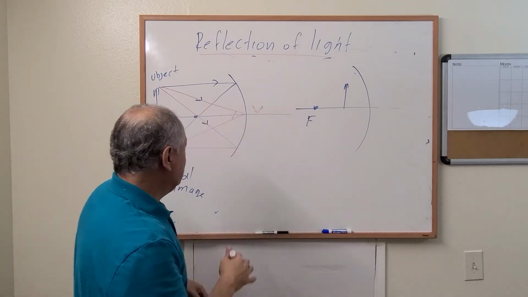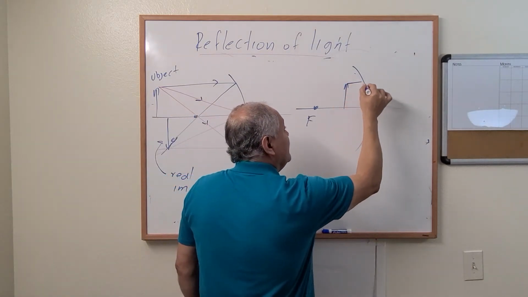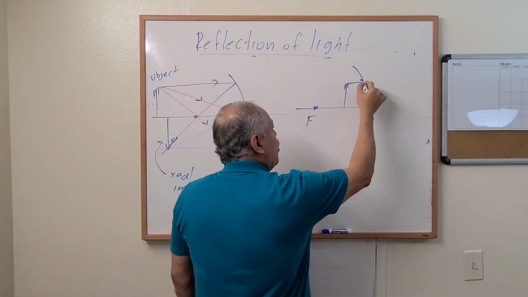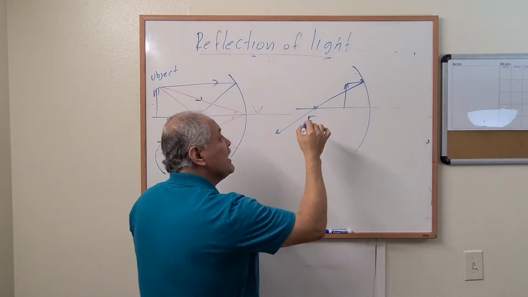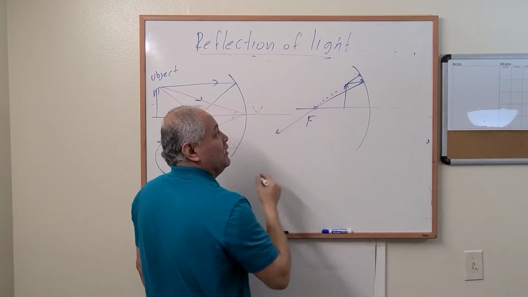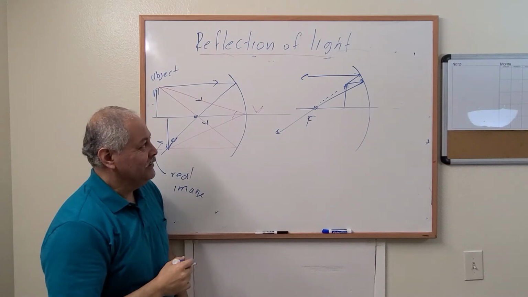Okay, let's do it. Let's use the same technique as before. If we have a ray that is parallel to the principal axis, it is reflected toward the focal point, correct? And we have a ray that's coming right from the focal point, which is reflected parallel to the principal axis, correct?